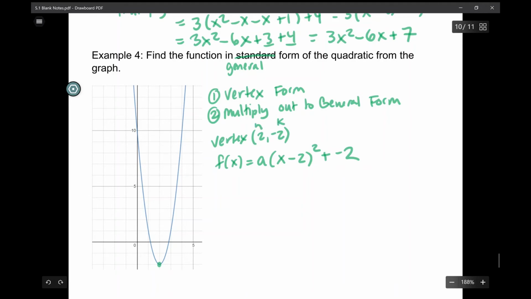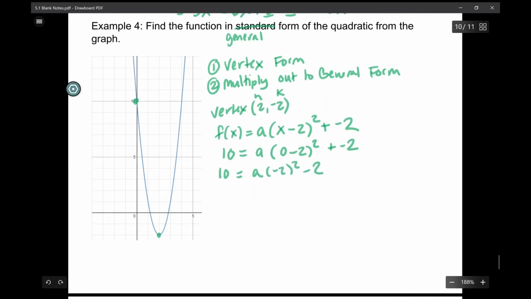All right, how am I going to figure out the a value? Well, I'm going to figure it out kind of the same way I found the y-intercept when I was using linear equations. I'm going to plug in a point on the graph, and one point that jumps right at me is 0, 10. So I'm going to plug in 10 for my function output value and 0 for my input. This tells me that 10 equals a times negative 2 squared minus 2.